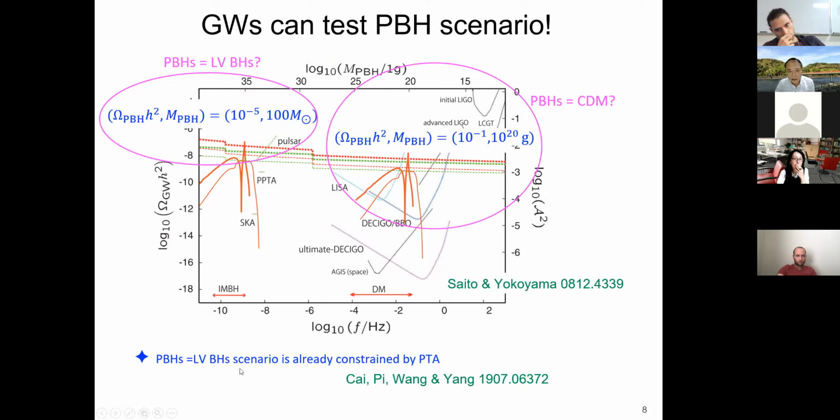And actually, just a couple of years ago, there was a very interesting paper by those people saying that if the black holes are primordial, then they are already strongly constrained by pulsar timing array data, meaning that the probability distribution function perhaps should be non-Gaussian.